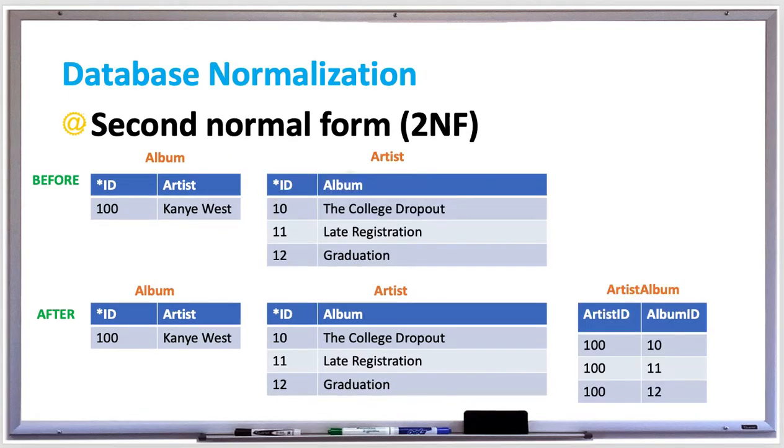The second normal form should meet all the rules for the first normal form, and there must be no partial dependencies of any of the columns on the primary key. So we need to create links between the 2 tables created from the first normal form in order to make it second normal form. If you notice in the bottom right-hand corner, there's an artist album table which links up the album to the artist. So we know that Kanye West created those album IDs 10, 11, and 12, College Dropout, Late Registration, and Graduation. So now our database table is in second normal form.